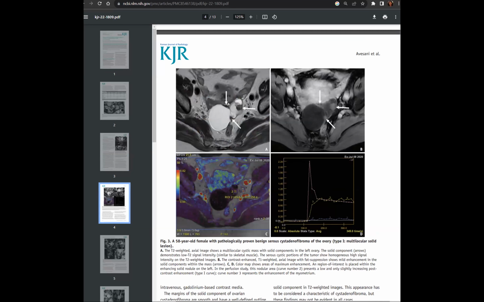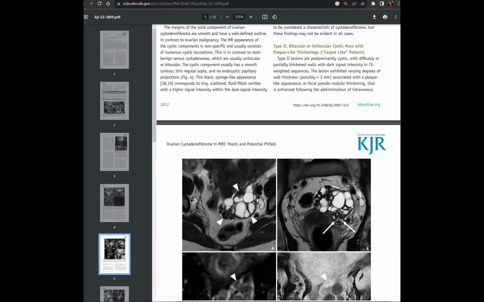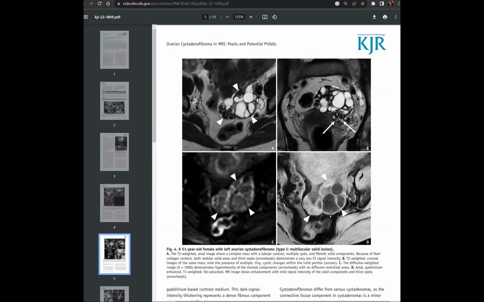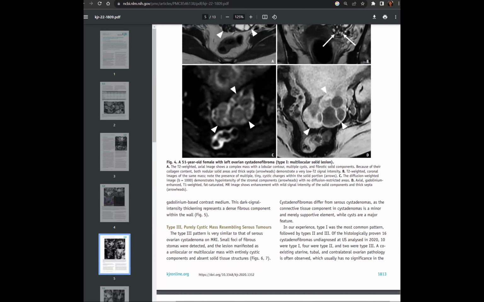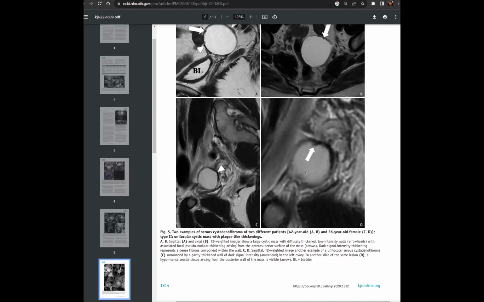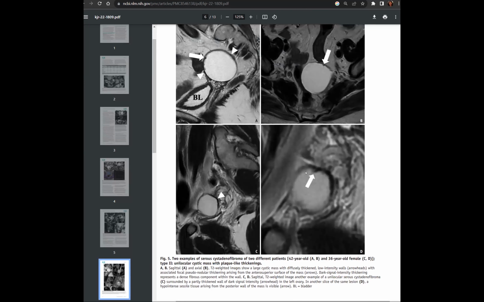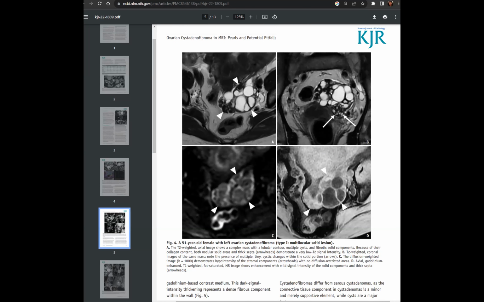These are just examples of the most common variant of cystadenofibroma: multiloculated with T2 dark areas. Here's another one. After a while they all look the same; it has a very unique look. Memorize this look, because this is really classic when you've got really T2 dark areas and a bunch of cysts. Think about cystadenofibroma, because it is actually a benign thing.